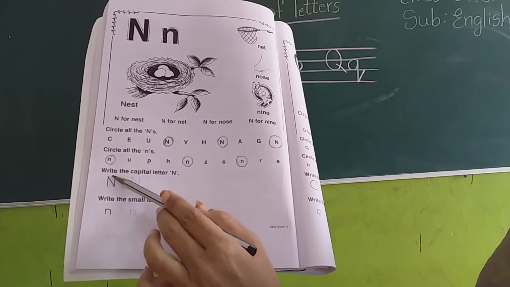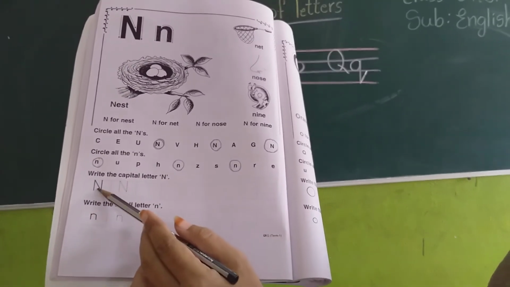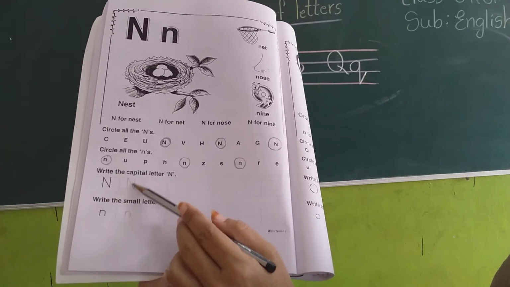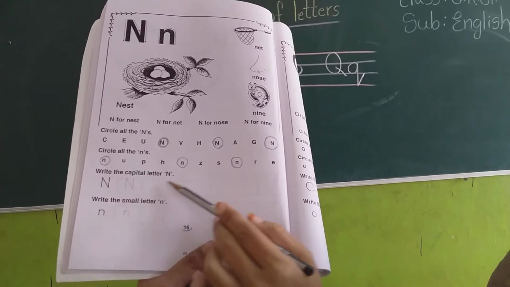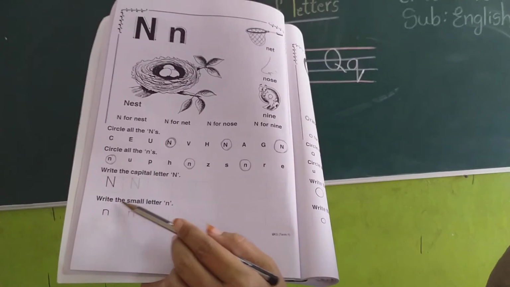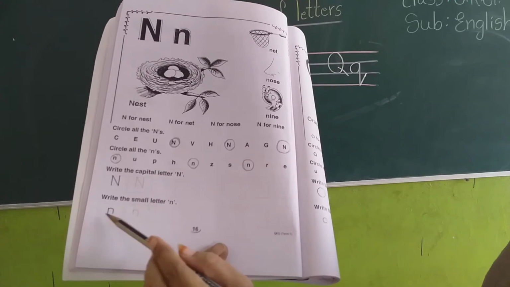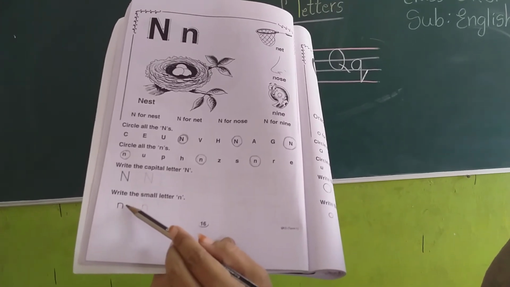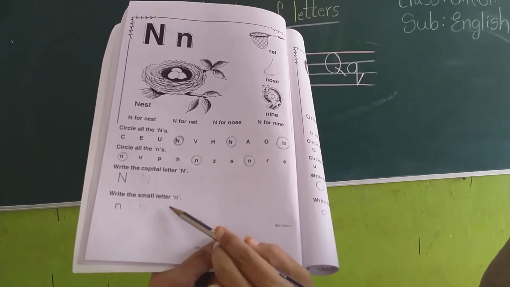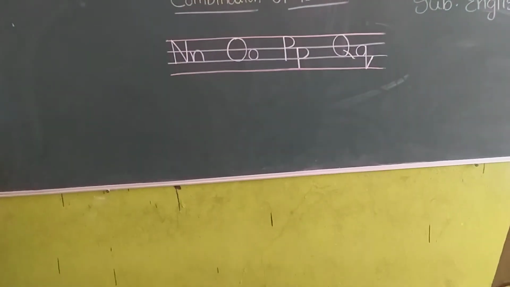Next, what is there? Write the capital letter N. Here capital N is there. You have to write in this 4 rule capital N like this. And here write the small letter N. In these lines, you have to write small n neatly and correctly. Okay, children? Now, turn the page.